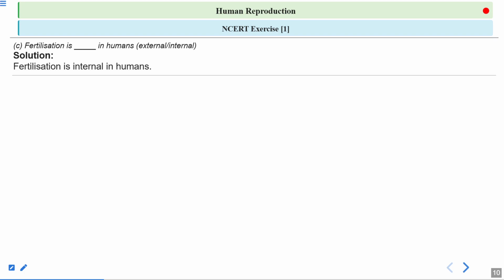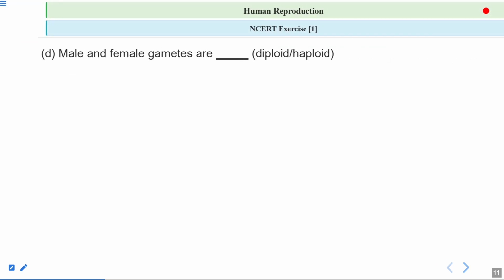What happens in external fertilization? The male and the female gametes are released in the water, and the fertilization takes place externally, outside the body, in the water. So this is the difference between external and internal fertilization.